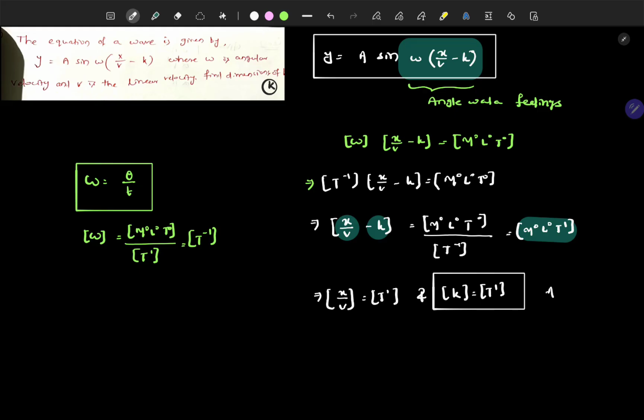Our aim was to find the dimension of k, so this is the answer, M0 L0 T1. That is the dimension of k. I hope it is clear. Very simple question. This type of question we will solve after the fourth application. Next, come to our last application of the principle of homogeneity.